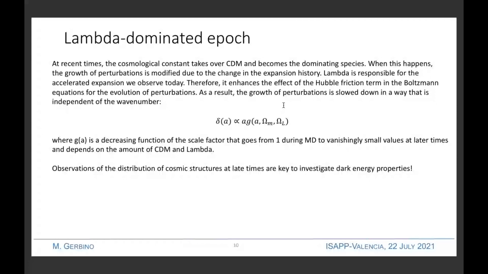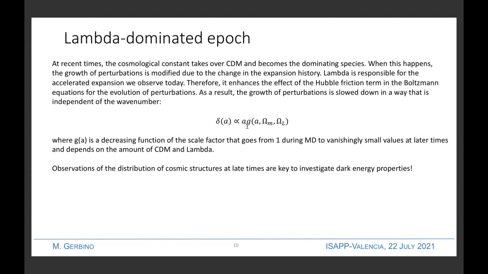And the net result is that the growth of perturbation, because of this very large Hubble friction term, is slowed down, and slowed down in a way that is independent of the wave number. The way we can take into account this growth factor effect is by rewriting the evolution of perturbation as it is expressed here at the center of the slide. Basically, in the regime of lambda domination, the evolution of perturbation is not proportional to the scale factor anymore, but is corrected by this growth factor term that depends only on the scale factor and on the amount of matter and cosmological constant or dark energy component that we have in the universe.